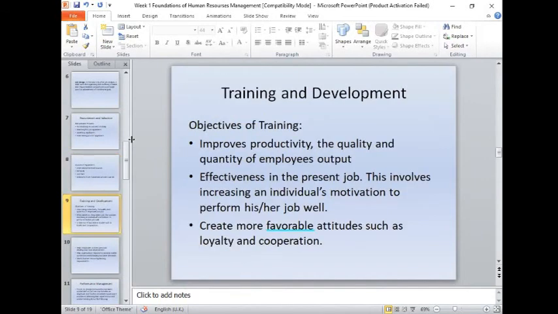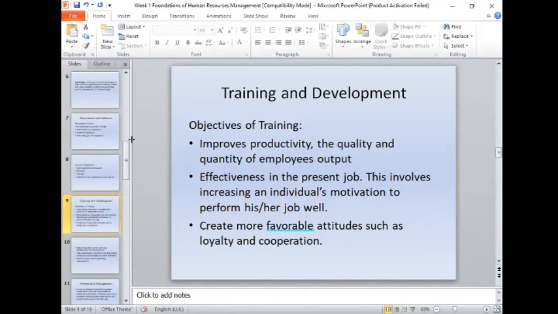And after the recruitment, let's say you have already hired an applicant to be an employee and made a job offer. The next function is training and development. Training and development is not only for the new or newly hired employees, but it is also applicable to existing or old employees.